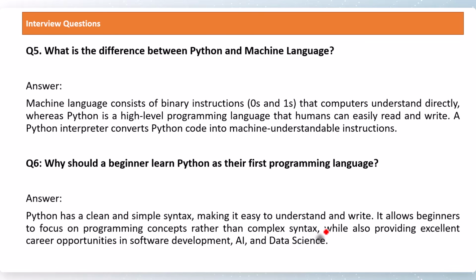What is the difference between Python and machine language? Machine language consists of binary instructions, zeros and ones, that computers understand directly, whereas Python is a programming language that humans can easily read and write. There is a Python interpreter, which is going to convert our Python code to machine language so that the computer can understand the instructions.